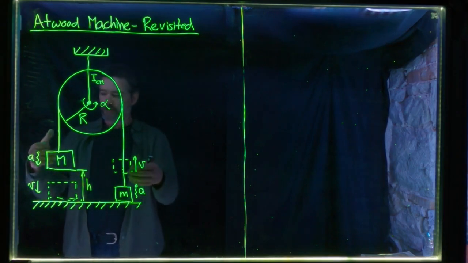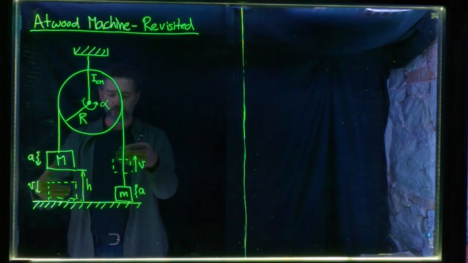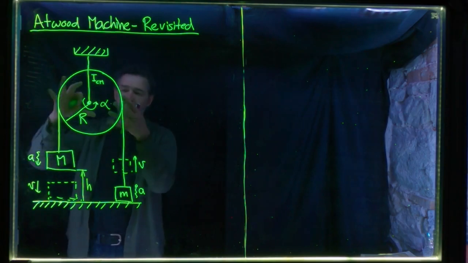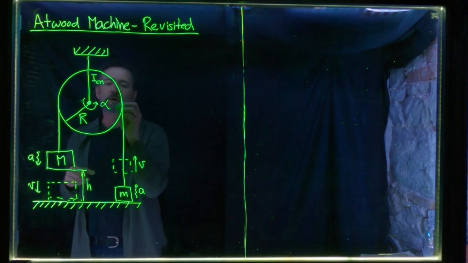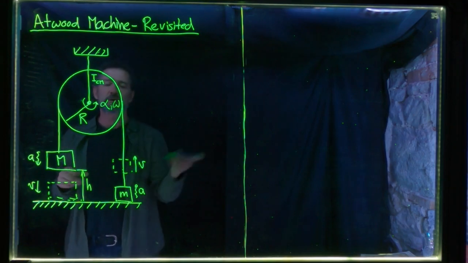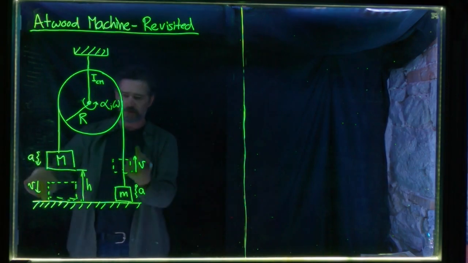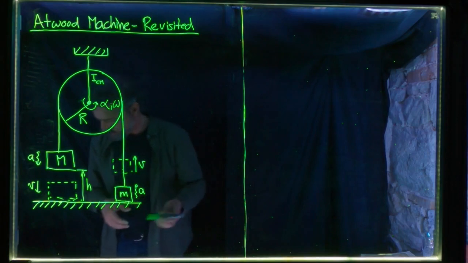And the question we're asking is, as big M and little m undergo constant acceleration, their velocity increases linearly with time to some final velocity v. And at the same time, the pulley is going to be undergoing constant angular acceleration, picking up speed linearly until it finally ends up with some final angular velocity omega. And the question is, what is v and what is omega just before big M hits the ground?